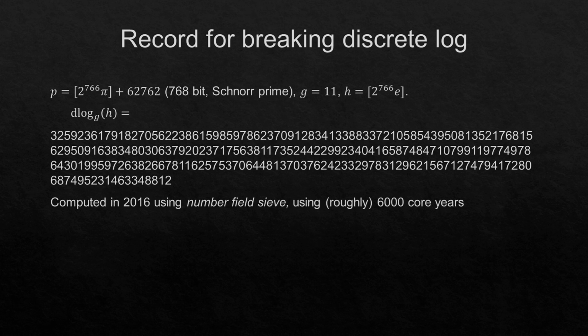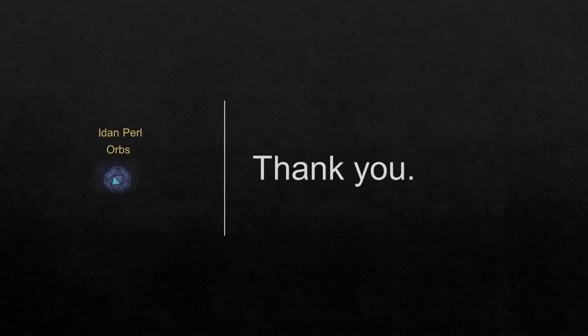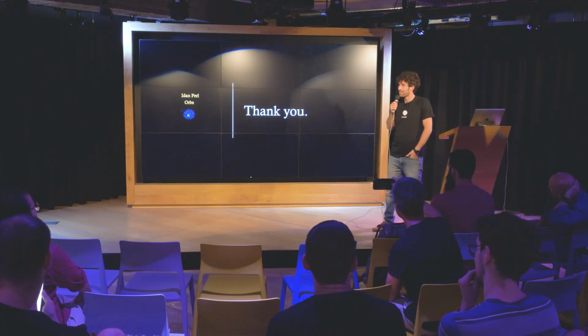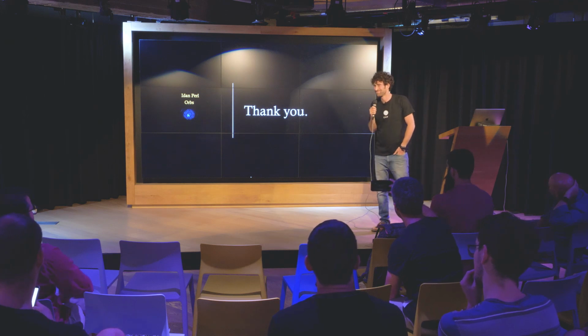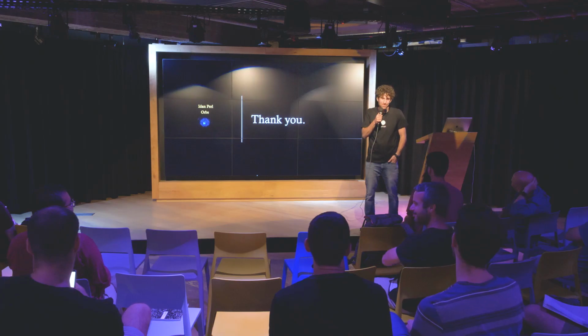This was computed in 2016 using the number field sieve, using roughly 6,000 core years of what was back then cutting edge processors, I guess. So in practice it was many cores running in parallel, and they were lucky. At the end of the day, it's a randomized algorithm. And what was the goal? Well, the goal of some cryptographers, this is what they do. They're trying to break discrete log for very large numbers.